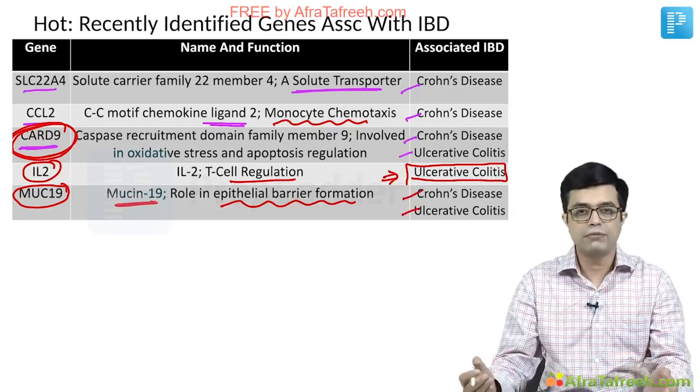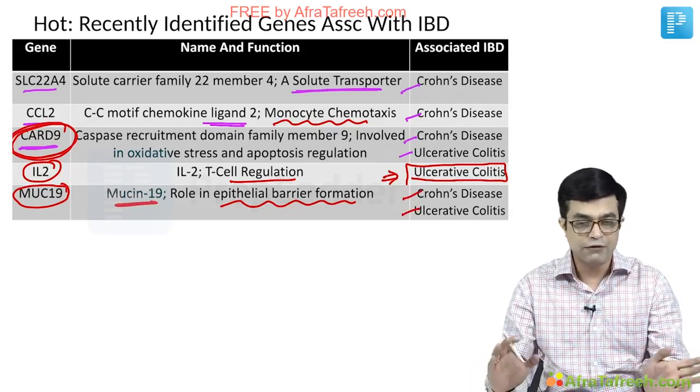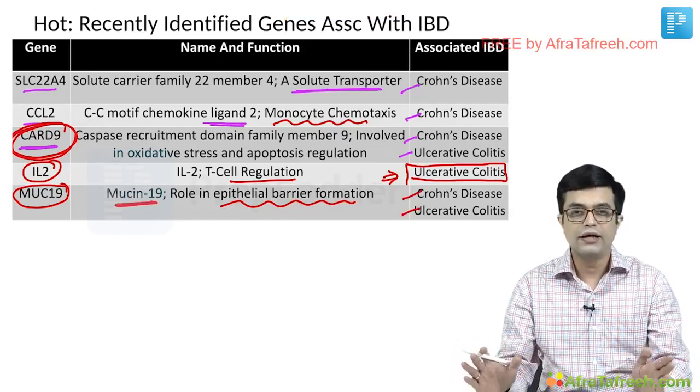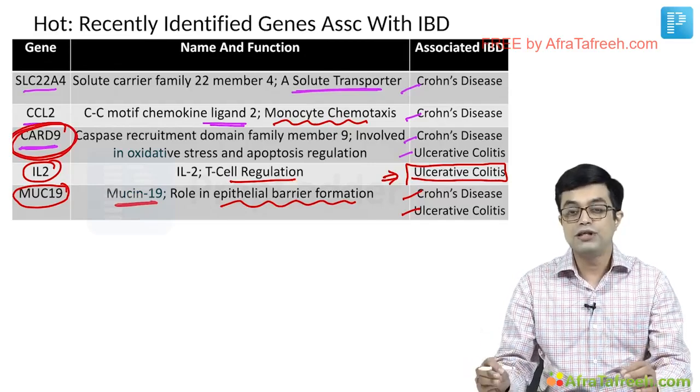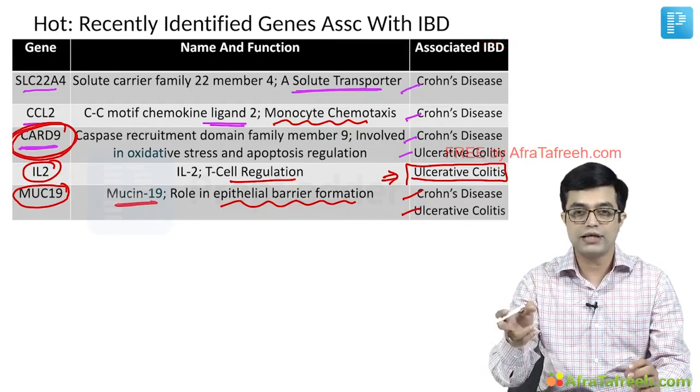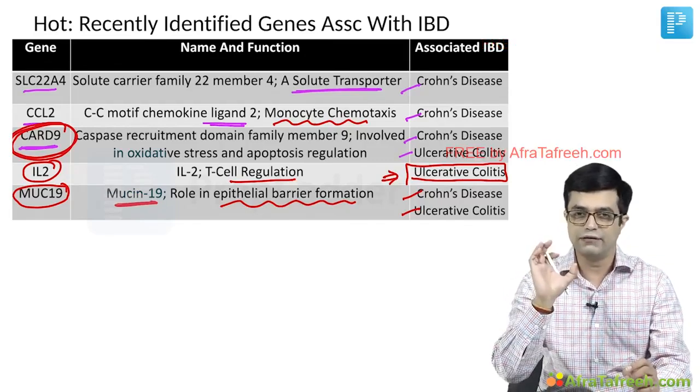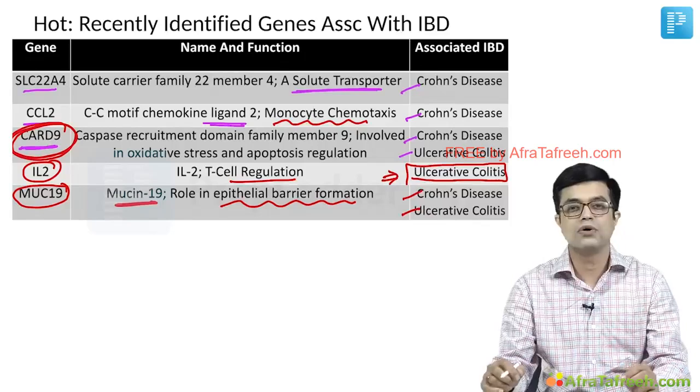So in general, remember the names of the genes. Which gene is associated with Crohn's disease? An easy way to remember is to remember the names and only identify which are the ones associated with both Crohn's and ulcerative colitis, and only with ulcerative colitis. The remaining ones will all be associated with Crohn's disease.